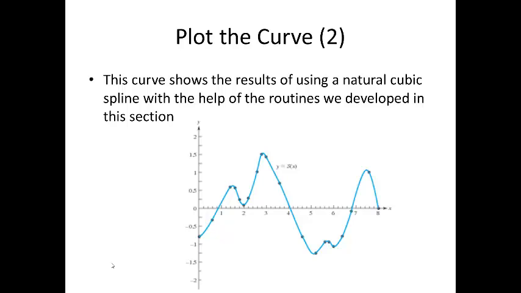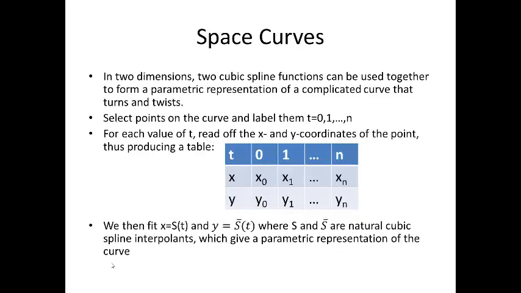Note it turned out pretty nicely, and math software can also help you with this sort of task to plot them. Now, in 2 dimensions you have something called space curves. So 2 cubic spline functions can be used together to form a parametric representation of a complicated curve that twists and turns. Select points on the curve and label them t equals 0, 1 through n. So t is equal to 0 through n.